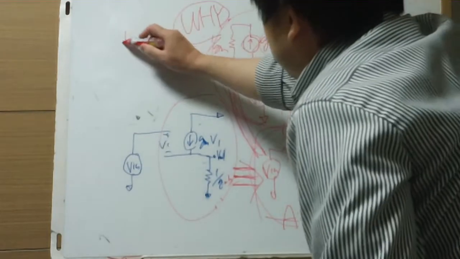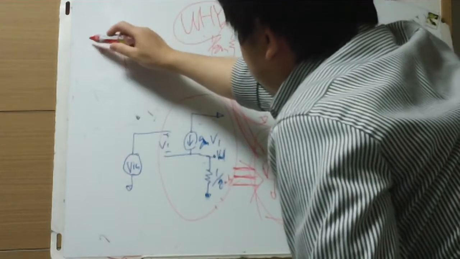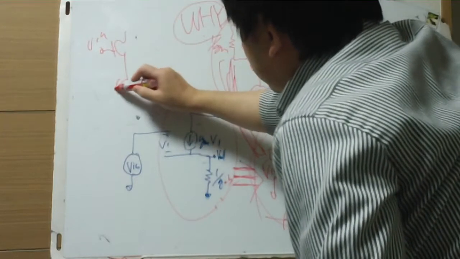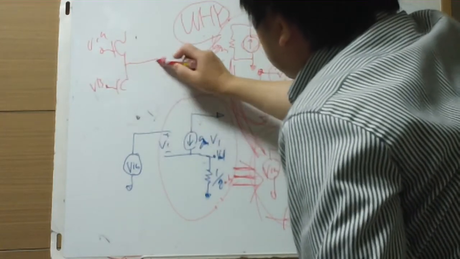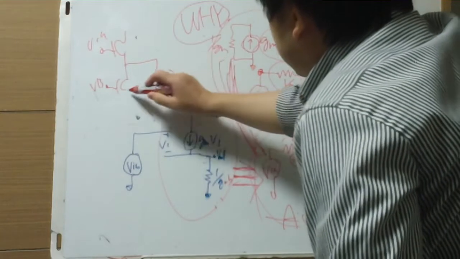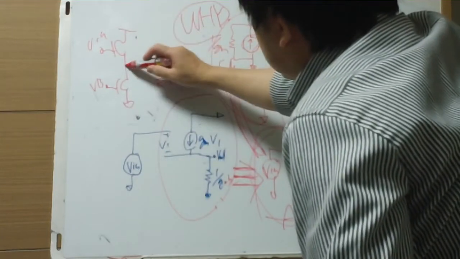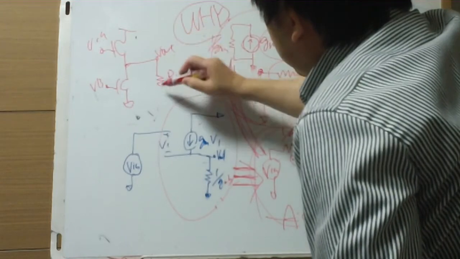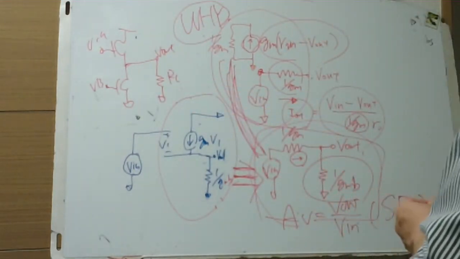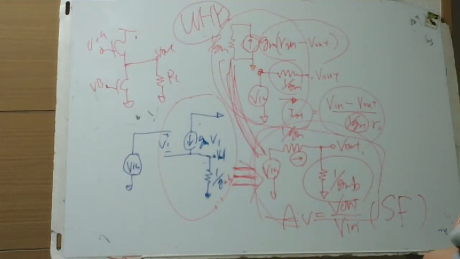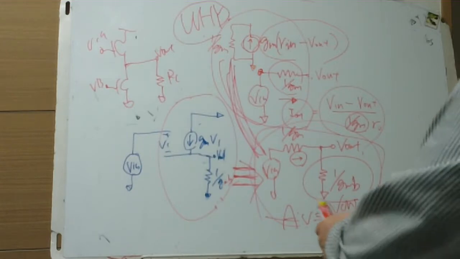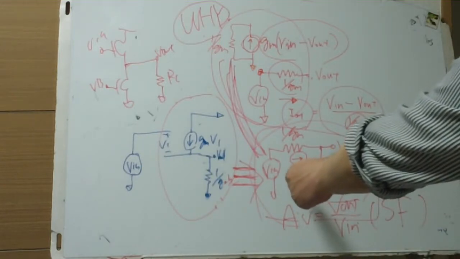If source follower, with bias, RL and VDD, and this is V out. RL load is the source follower. Voltage gain is derived easily from this Thevenin equivalent.